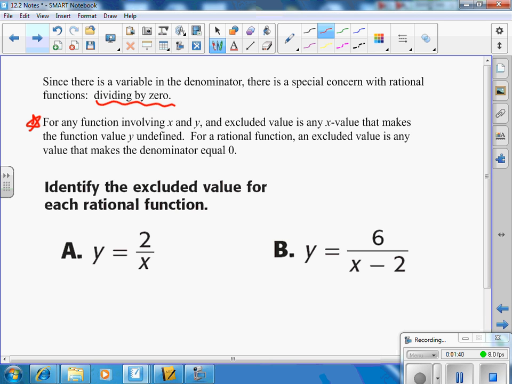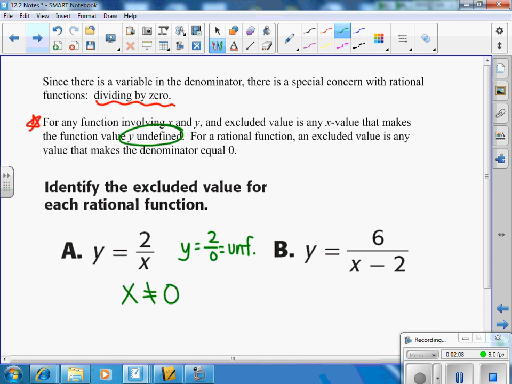So this first one right here, what number would make the denominator equal to 0? Well, since x is the only thing under there, we can't have x equals 0. Not possible, because if I plug this in, 2 divided by 0, this would be undefined. It would make your y value undefined, and that can't happen. So our excluded value is 0, not allowed.